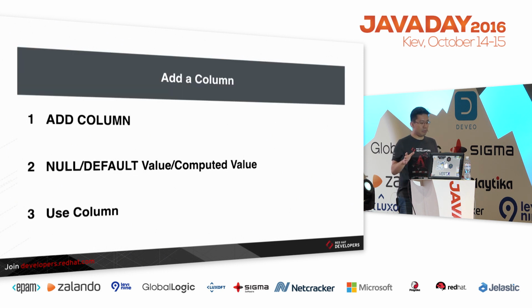So the first scenario: I want to apply a zero downtime migration to add a column. Adding a column is the simplest one. First, you create a release adding the column. Then you create another release using a null or default or computed value. If you create a computed value, you need to shard your update statements too to prevent locking. And then you start using the column in your code.